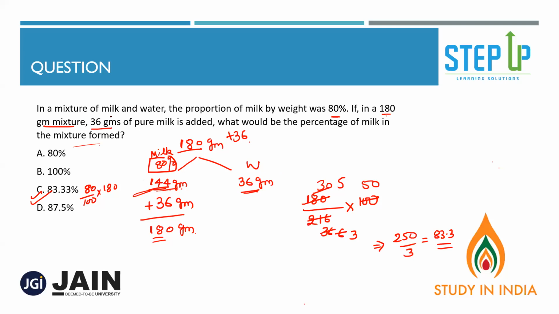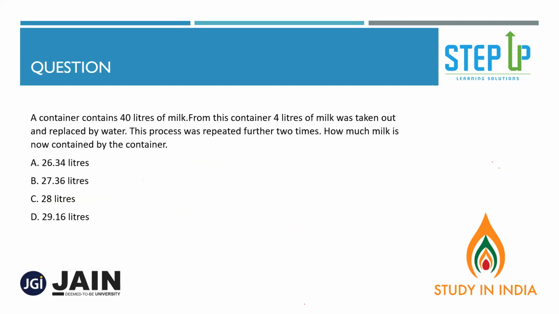Now they've already given that 36 gram of pure milk is added. So if you are adding 36 gram of pure milk, you are adding it in the total also. So your total quantity will be 216. And your milk part will be 144 plus 36, 180. Now just solve and divide it. You will get the answer. Okay. I hope that's clear, Durgesh. Fine. Let's move to the next one.